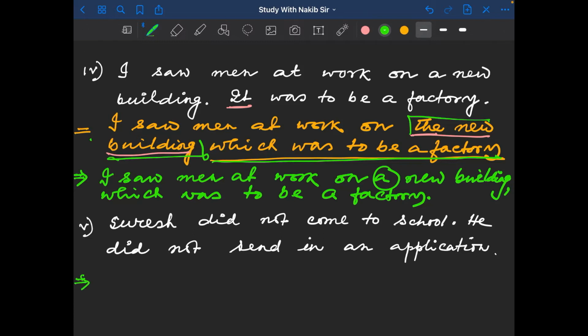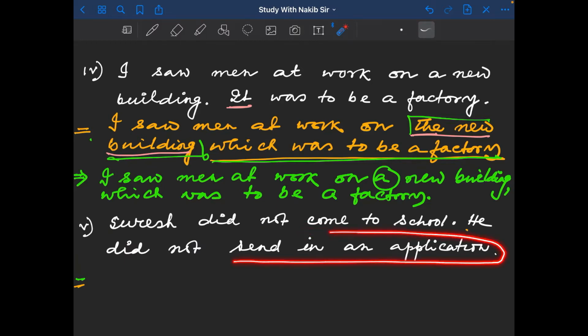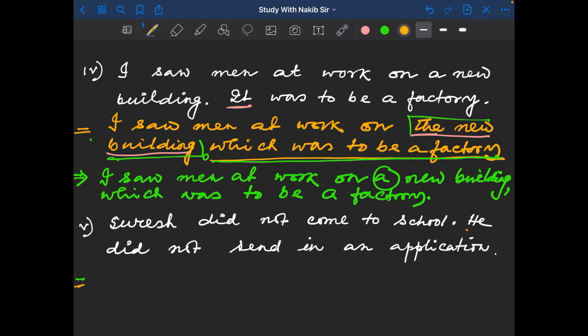What is this? See, Suresh did not come to school. He did not send in an application. He means Suresh. Did not come to school. Here, did not. So up to this part is same in every sentence. And come to school and send in an application, these are the two alternatives. So the two choices. So use either or neither nor. Here the not is there, so use neither nor.